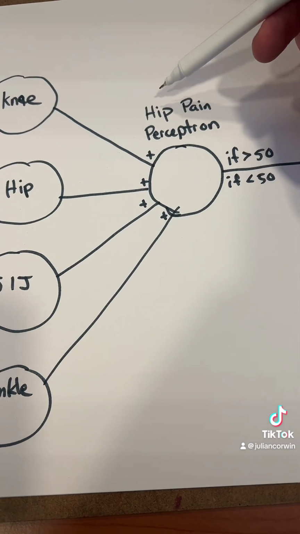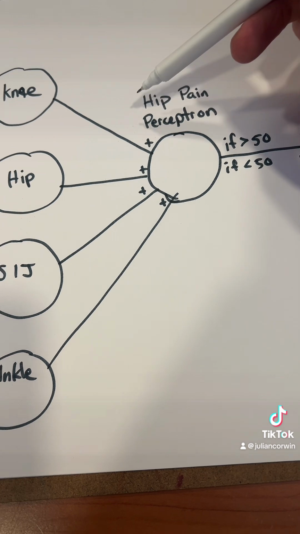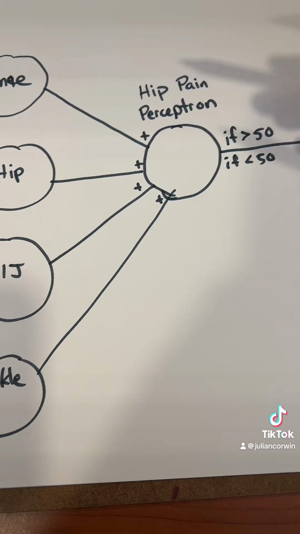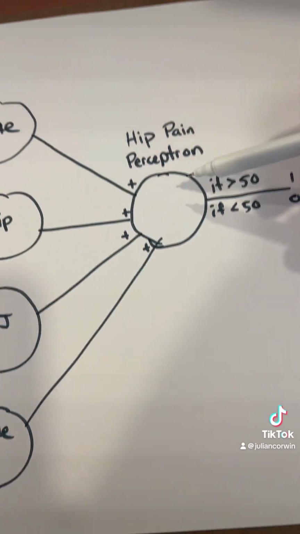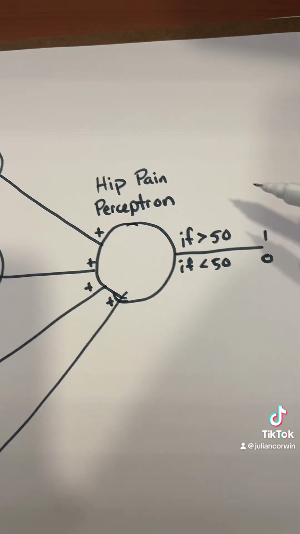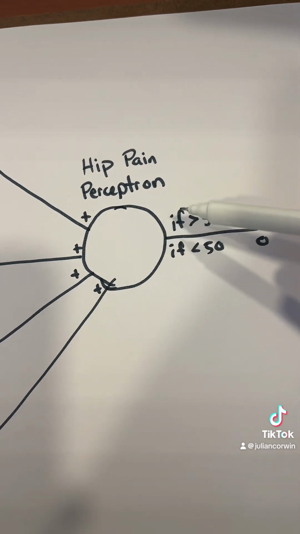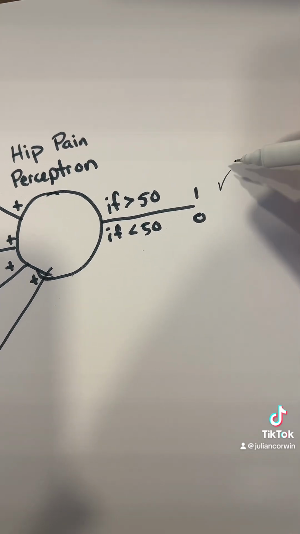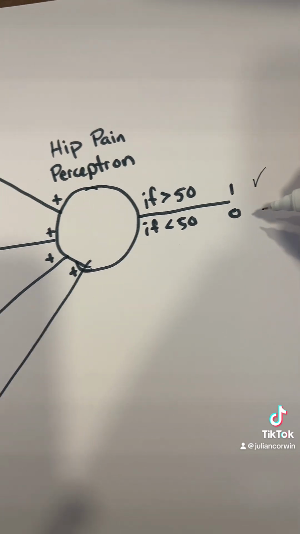Let's say you have hip pain. And so your hip pain is being interpreted by this neuron. We'll call it a perceptron. It's interpreting whether or not you should feel and experience pain in your hip. And if the numbers that it's adding up here are greater than 50, it's going to give you a 1. That means, yes, you're feeling hip pain, or no, you're not feeling hip pain.